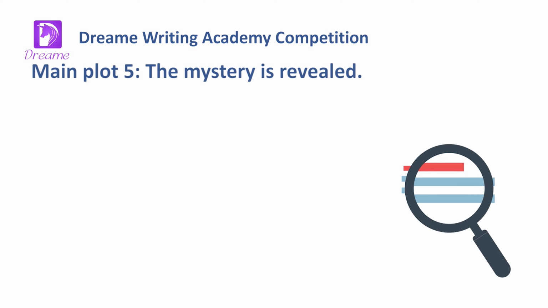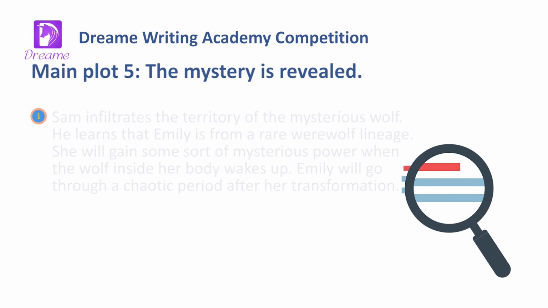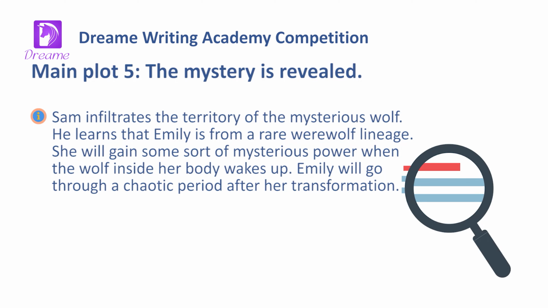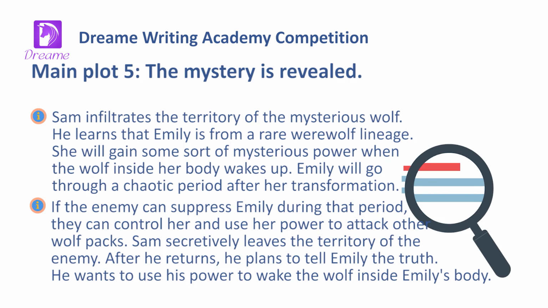Main plot number 5, the mystery is revealed. Sam infiltrates the territory of the mysterious wolf. He learns that Emily is from a rare werewolf lineage. She will gain some sort of mysterious power when the wolf inside her body wakes up. Emily will go through a chaotic period after her transformation. If the enemy can suppress Emily during that period, they can control her and use her power to attack other wolf packs. Sam secretly leaves the territory of the enemy, and after he returns, he plans to tell Emily the truth. He wants to use his power to wake the wolf inside Emily's body.